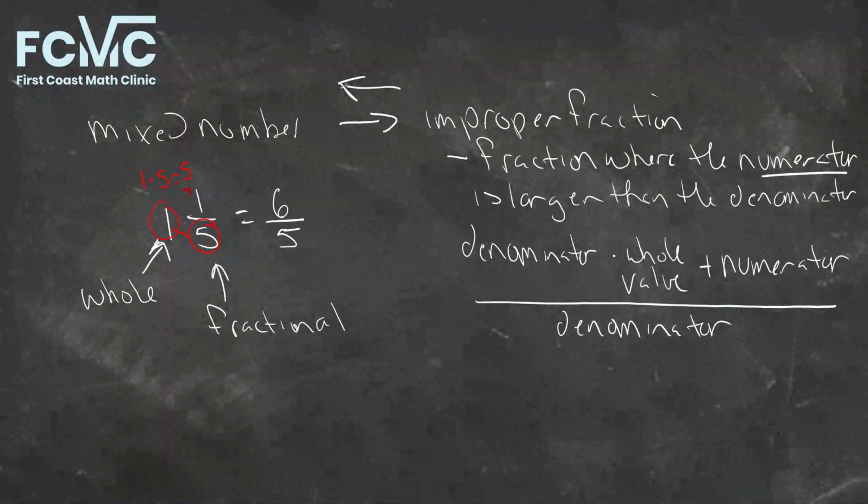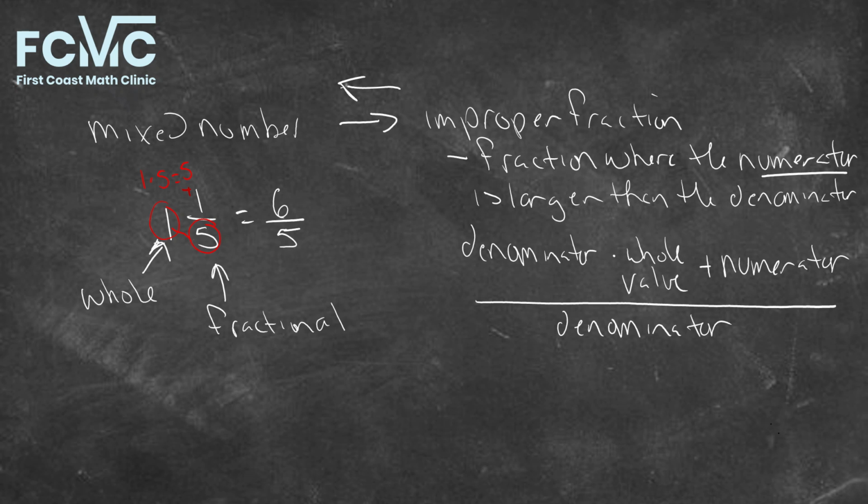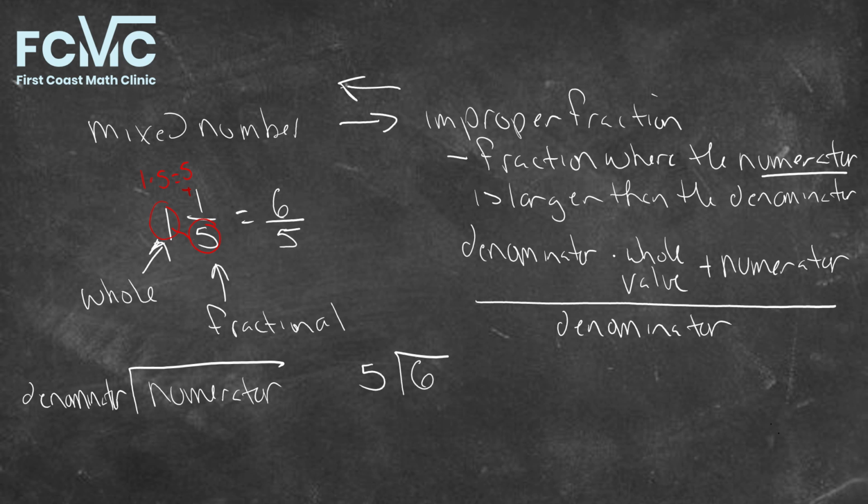We know any fraction is division, so we can divide our numerator divided by denominator. So let's do that division here. We're going to do 6 divided by 5. 6 divided by 5 is 1. Put the 5 down, subtract, we have 1 left over.